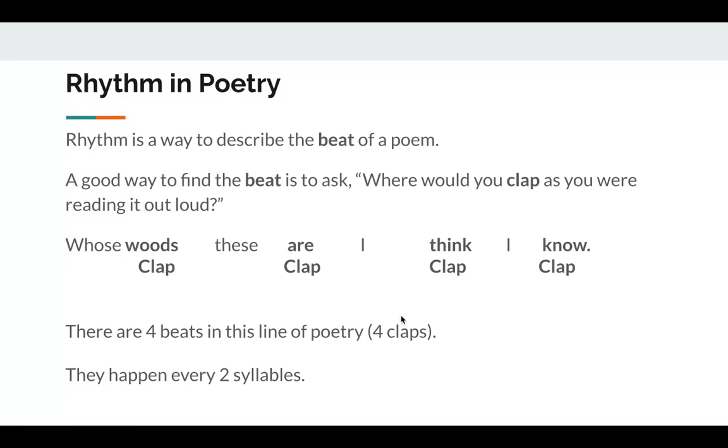If you think I'm making this up, let's try it the other way and see if it doesn't sound weird. Whose woods these are, I think I know. See how that sounds weird? It doesn't work that way. So there are 4 beats in this line, and they fall on every 2nd syllable.